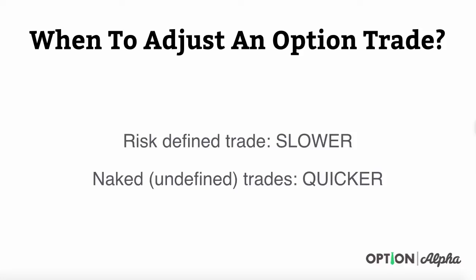When it comes to naked or undefined risk trades, so these would be your strangles and your straddles, any strategy where you're selling options on either end and you don't have that additional long option as protection, then you need to just be a little bit quicker with your adjustments. And again, that's just a rule of thumb. It's not saying that you have to make adjustments every single day, but you should probably watch those positions a little bit closer.